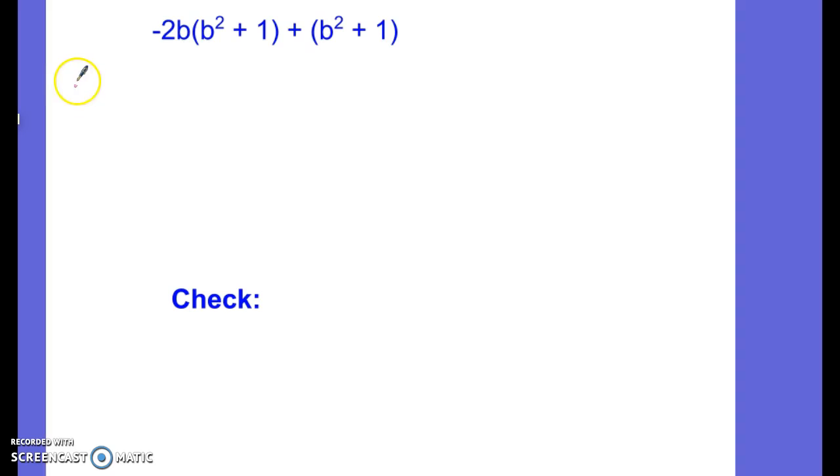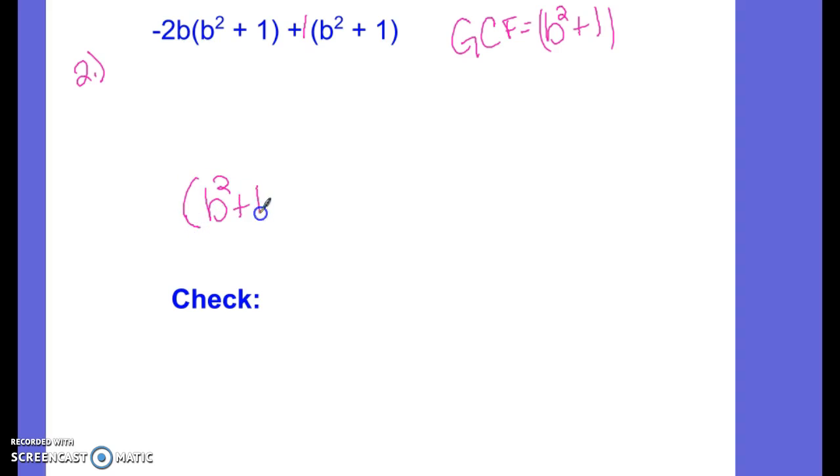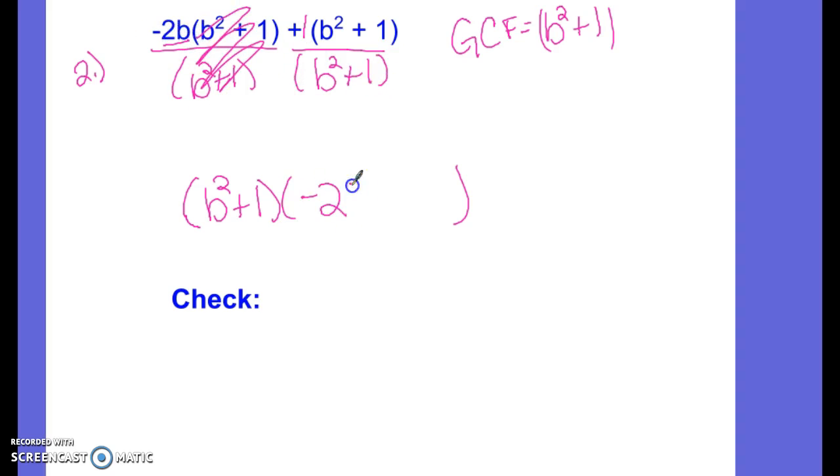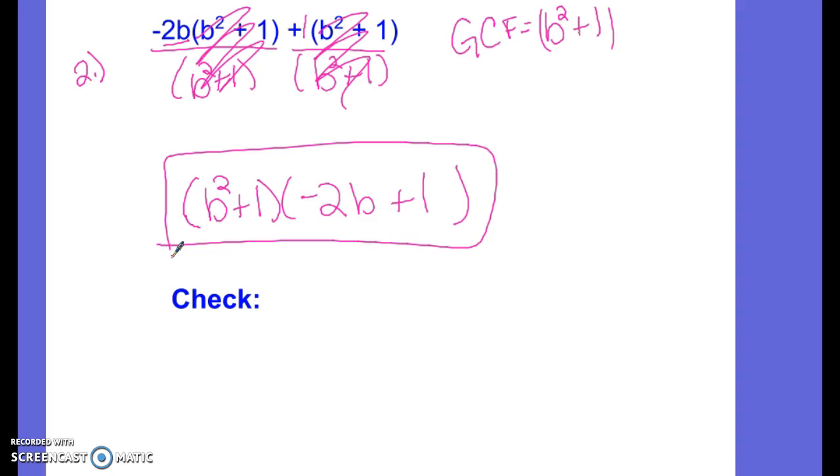This is your number 2 on the back. And this here, again, we have a 1. Anytime I don't see a coefficient in front of my second binomial, write the number 1. So my GCF equals b squared plus 1. So we're going to do the same thing, our GCF times our leftovers. So we have b squared plus 1 times whatever we get when we divide out. B squared plus 1, divide by b squared plus 1. They cancel, negative 2b. They cancel, plus 1. There you have it, your final answer.